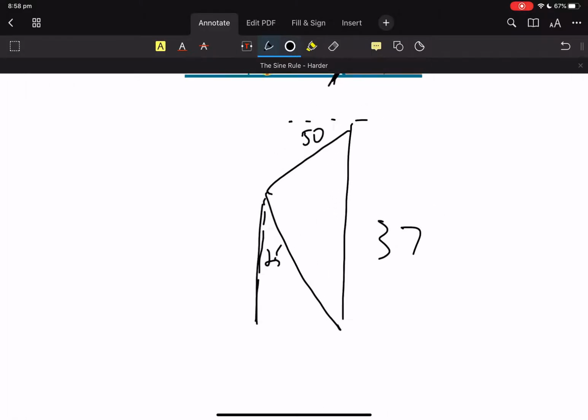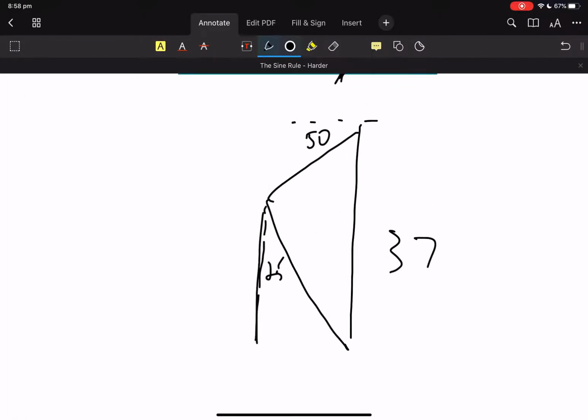So let's just look at that triangle. Right angle, 50. So that's 40. If that's 25, then because these things are parallel, that's 25. And if that's 40 and that's 25, then that's 115. We will draw this bit in later.